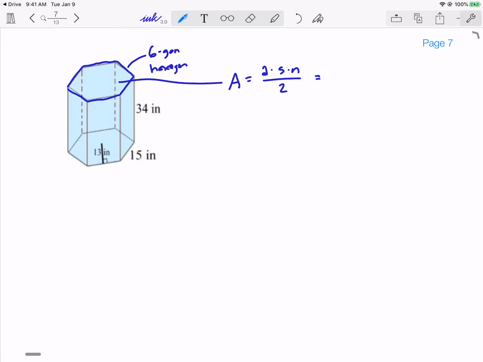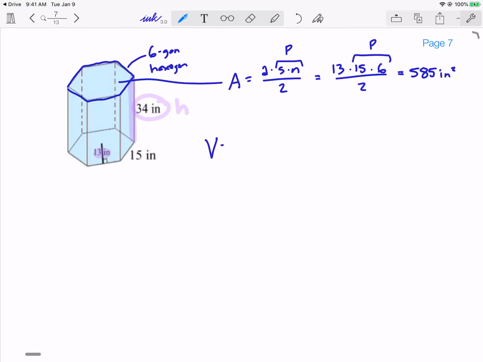So what is my apothem? Well, it's 13. That's right here. There's my apothem. Now what's my side length? That's 15. And it's got 6 sides. So 15 times 6 gives me the perimeter. And then I divide that result by 2. So I'm going to do 13 times 15 times 6, and then divide that result by 2. And I should get 585. And those units would be squared because it's the area of the base. And that gets multiplied by the height. And remember, the height is the distance between my two bases, which is going to be my 34.